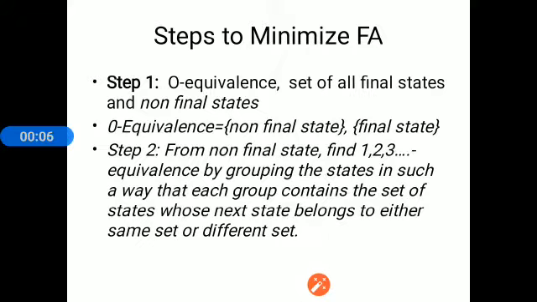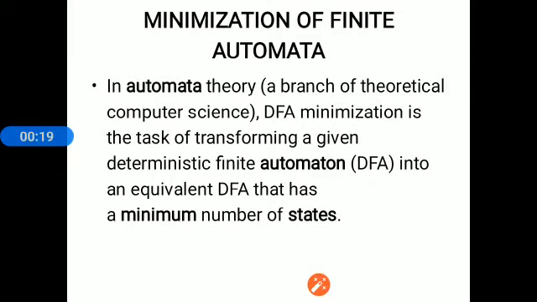Hello dear students, in this lecture we are going to see how to solve the problem of minimization of finite automata. First of all, we see what is basically minimization of finite automata.